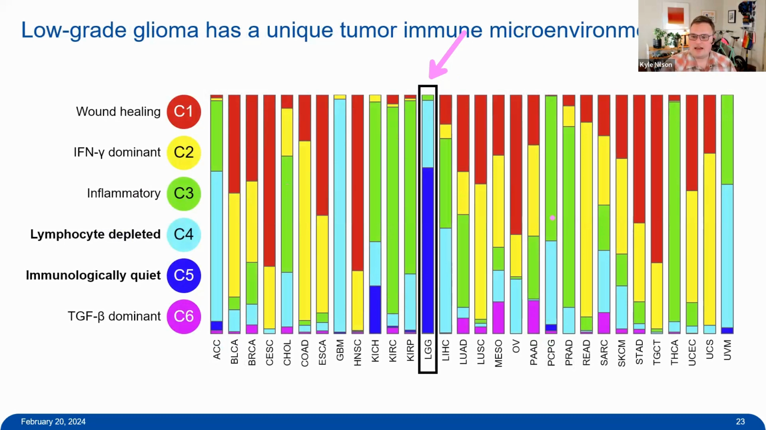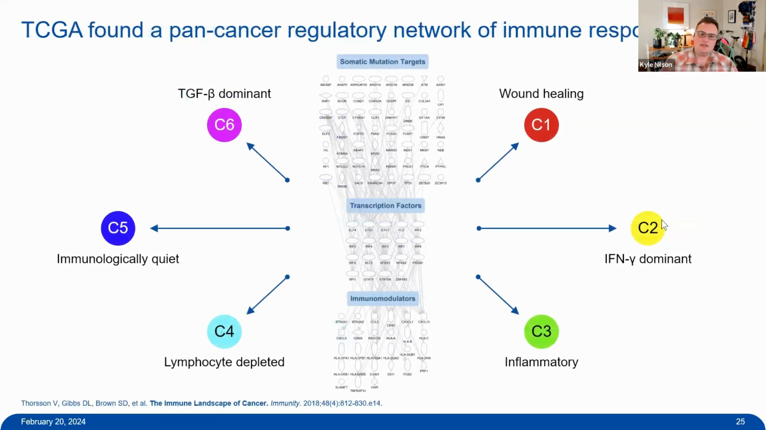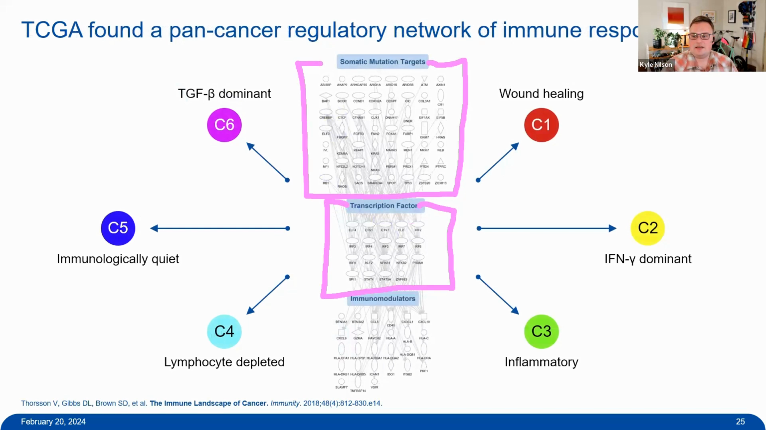So whereas most cancers have some mixture of wound healing, interferon gamma dominant, or inflammatory responses, it turns out that for low-grade glioma, the responses tend to either be from this cluster number 4, which is lymphocyte depleted, or this cluster number 5, which is immunologically quiet. And it turns out that if we look within TCGA data that has been curated, we can see clearly that this split affects survival for low-grade glioma. The final piece of the puzzle is the list of genes and proteins that TCGA found to form a pan-cancer regulatory network to influence this host immune response. And in particular, the authors grouped these genes as somatic mutation targets, transcription factors, and immunomodulators.